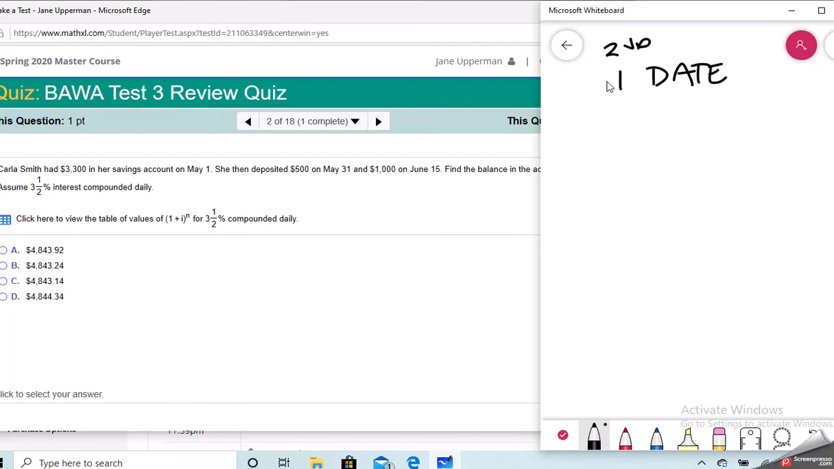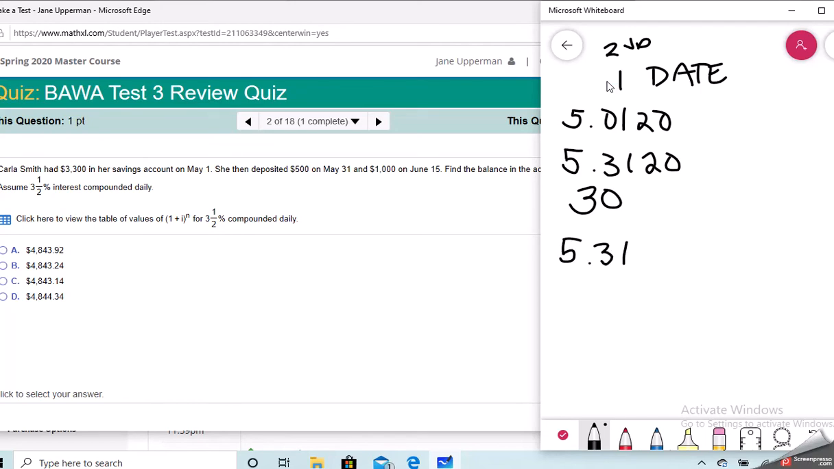So if I go into there, my first date is going to be 5/1. And then I'm going to push enter. And then I'm going to arrow down. And then my date 2 is going to be 5/31. And you always want to enter it with the month, the decimal, and then the day. So that's 30 days.